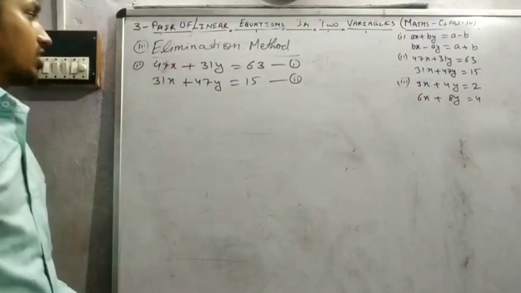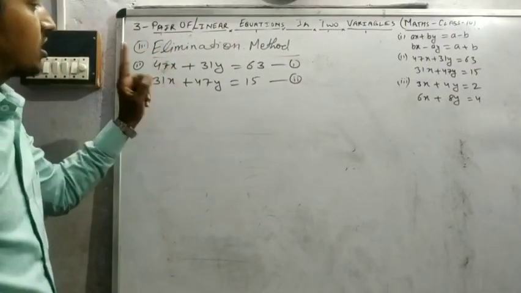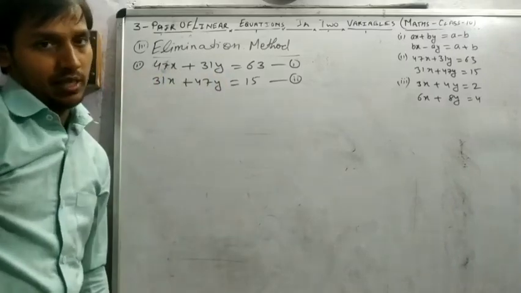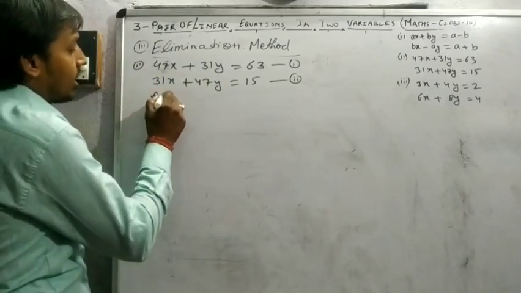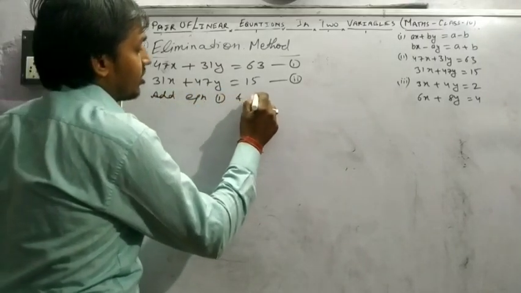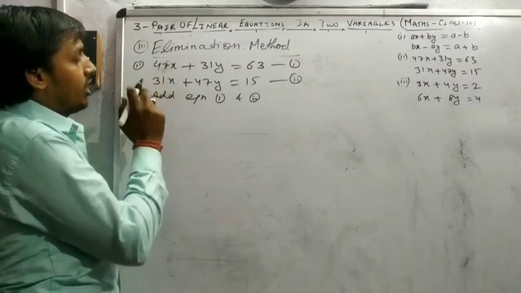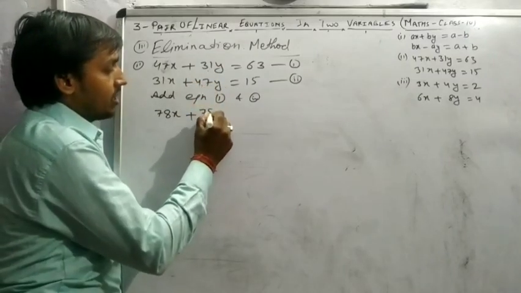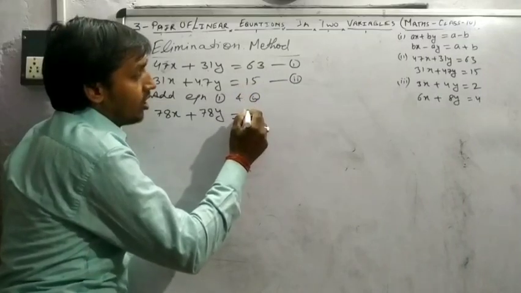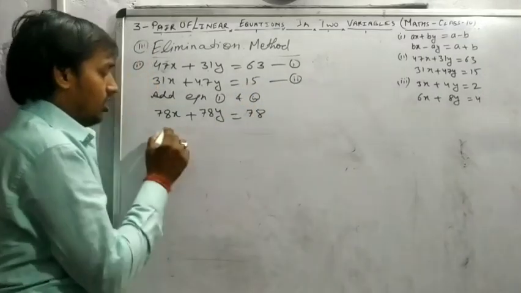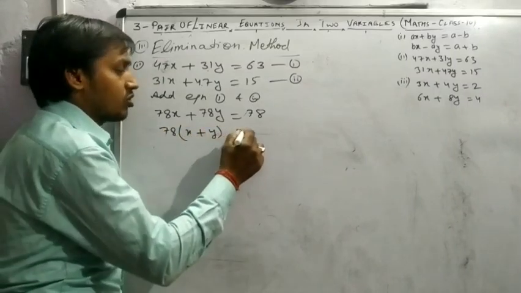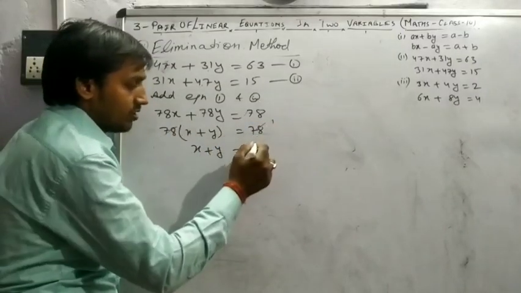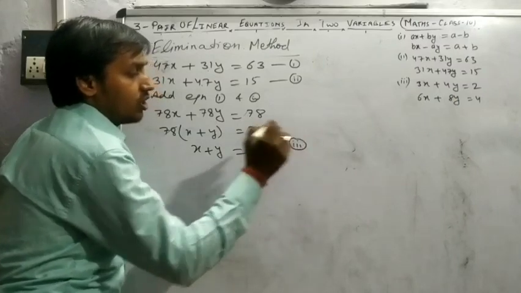You can see the special case here. The x coefficient in the first equation is the same as the y coefficient in the second equation, and the y coefficient in the first equation is the same as the x coefficient in the second. For this type of question you can directly add the first and second equations. 47 plus 31, 78x. 31 plus 47, 78y. 63 plus 15, 78. 78 is common, so x plus y is equal to 78 divided by 78, which gives x plus y is equal to 1. That is your third equation.